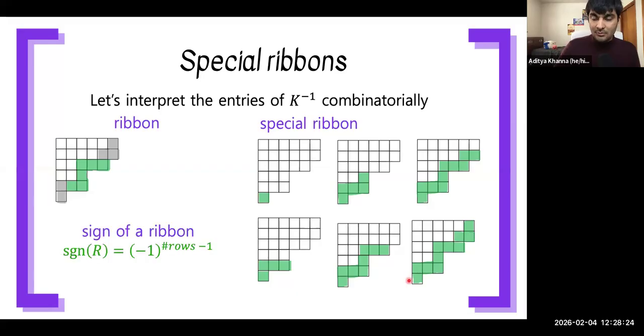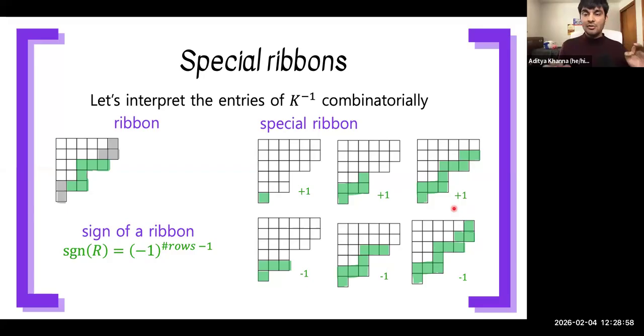We can associate a sign to each ribbon. For example, if I have a ribbon occupying 3 rows, then I do 3 minus 1, and minus 1 to the power 2 is plus 1. So this ribbon has sign plus 1. Similarly, this ribbon is occupying 6 rows. 6 minus 1 is 5, and minus 1 to the power 5 is negative 1. So this has sign negative 1. And in the same way, I calculated for everyone, and you can see that these are the signs that you get.